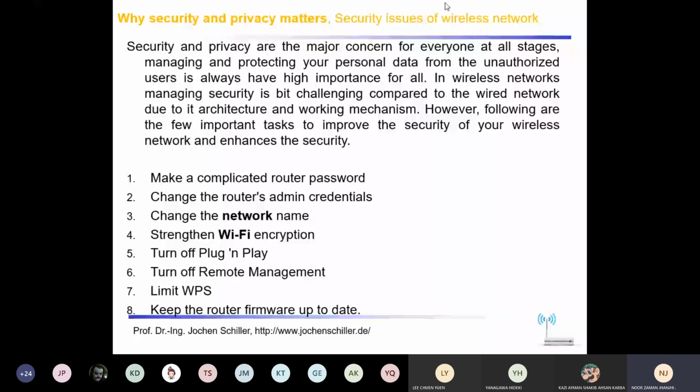Also limit WPS, and keep the router firmware up to date. You must keep your software and firmware, everything, up to date. So these are all the instructions from today's lecture.